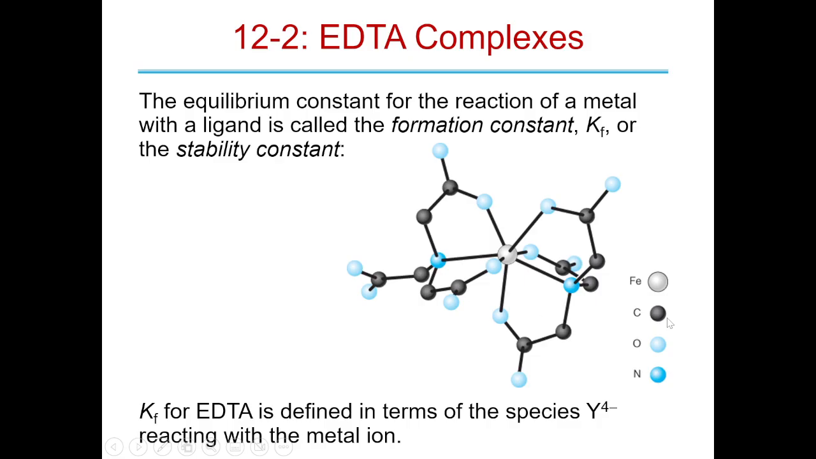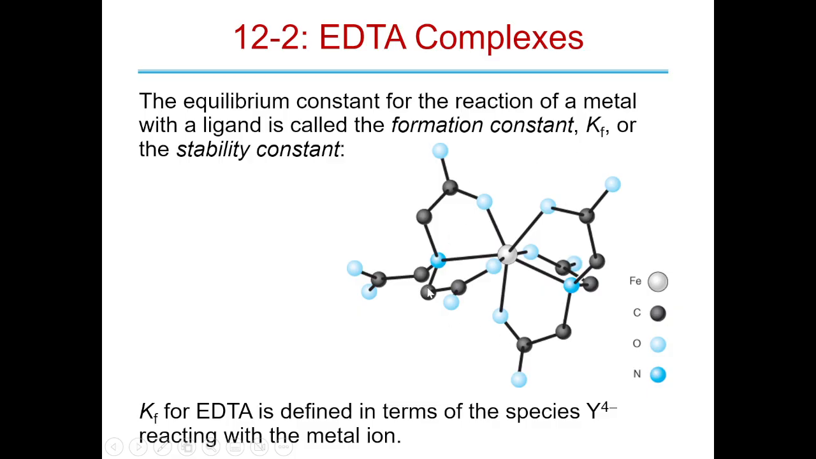All right, so the equilibrium constant for the reaction of a metal with a ligand is called a formation constant, a Kf. Another way of saying it is the stability constant. You can look at it either way. You can look at it from the perspective of forming the complex or the perspective of the complex falling apart, in which case it is the stability constant or formation constant. That making sense?